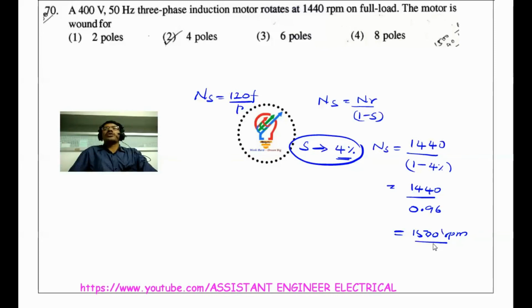Once we have this synchronous speed, we can find the number of poles. Ns is 1500, equal to 120f/P, which is 120 into frequency 50 divided by P. So you will get 4 poles. So the answer is 4 poles. The assumption here is that the slip is 4%, which we have to assume in order to solve this problem.